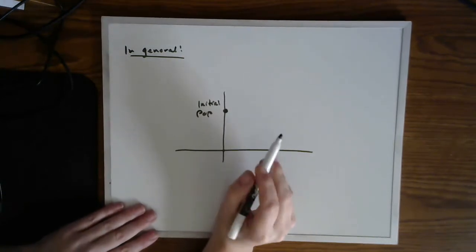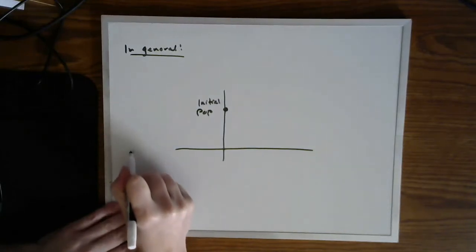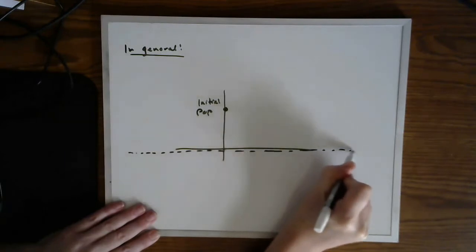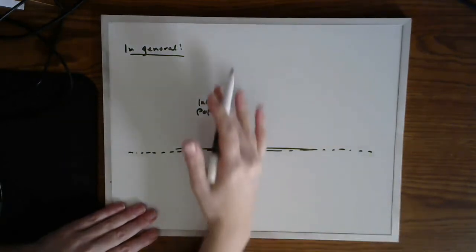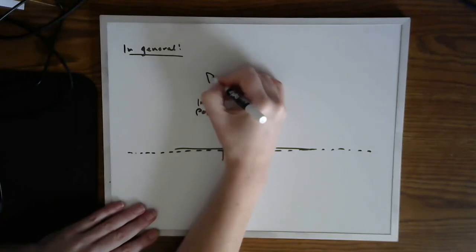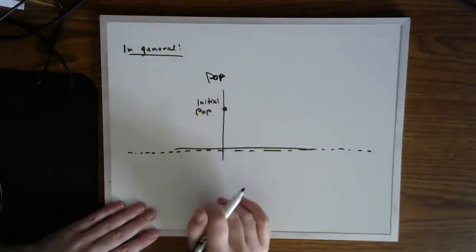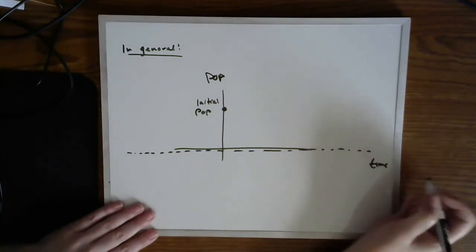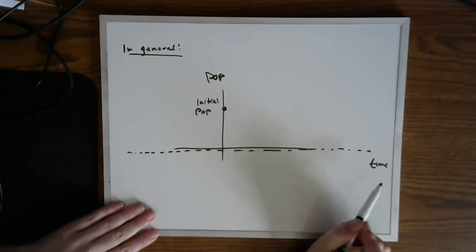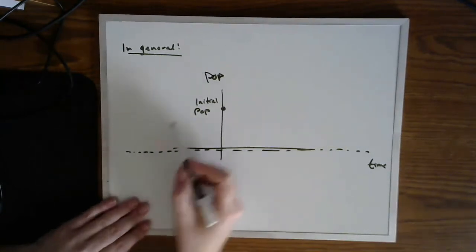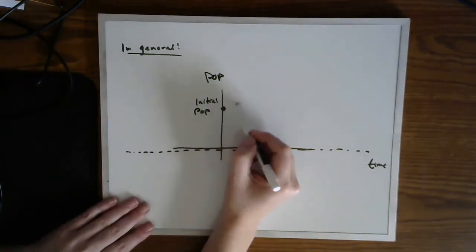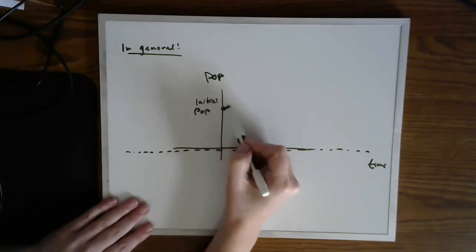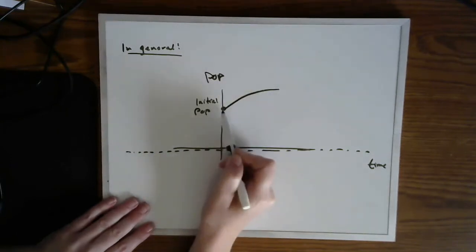And what'll happen is, first of all, your population, of course, should never drop below zero. So you'll have an asymptote here. That means that your population can't become negative. And then let's call this time, in whatever units it is that you're working with. But what the logistic model does is you'll still have some growth, but it's not going to grow infinitely. Rather, it's going to have some cap on it. So it's going to do something like this.